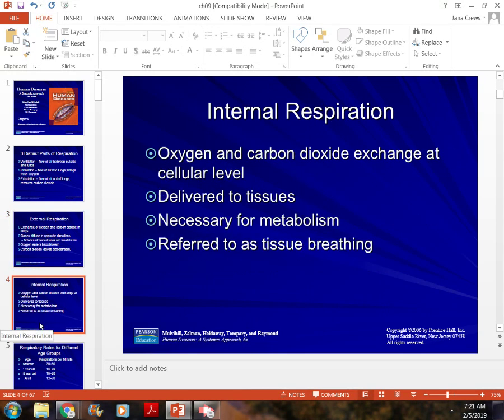Internal respiration is oxygen and carbon dioxide exchange on the cellular level. That's on the systemic part of circulation, where once that oxygenated blood comes into the left side of the heart and goes out through the aorta to the rest of the body, it delivers that oxygen to the cells, the tissues, and then it picks up that carbon dioxide. So I just wanted to go over that really quickly.